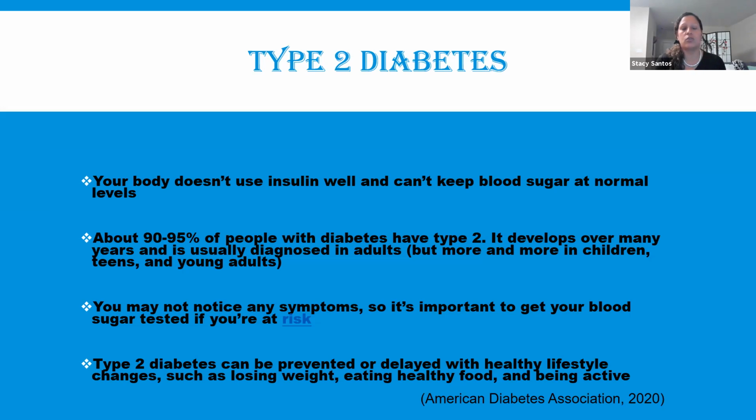And that really could turn this bus around quite a bit. You may not notice any symptoms, so it's important to get your blood sugar tested. If you think that you are at risk, we're all at risk. Let's just be real. We can sit here and list all of these. Genetics: we all know that we all have somebody in our family, even one who's closely connected, that is a diabetic, period, end of story. So don't even bother with that.